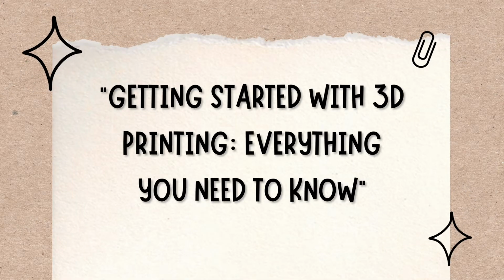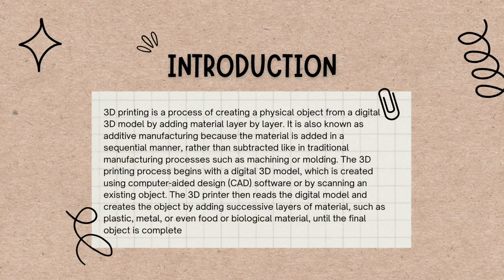So today we're going to talk about getting started with 3D printing. Everything you need to know. 3D printing is a process of creating a physical object from a digital 3D model by adding material layer by layer. It is also known as additive manufacturing because the material is added in a sequential manner rather than subtracted like in traditional manufacturing processes such as machining or molding.